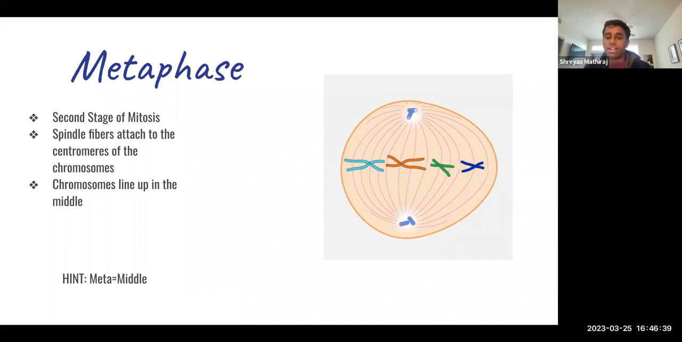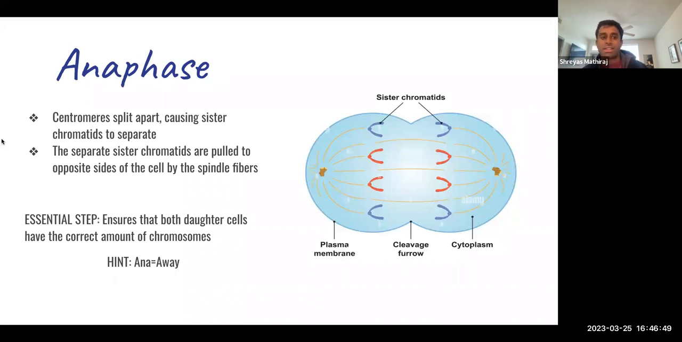And a helpful hint with this is that when you see the word metaphase, you can think "meta," middle, because that's what the main purpose of metaphase is. Then we have anaphase. This is where the centromeres split apart, causing sister chromatids to separate.